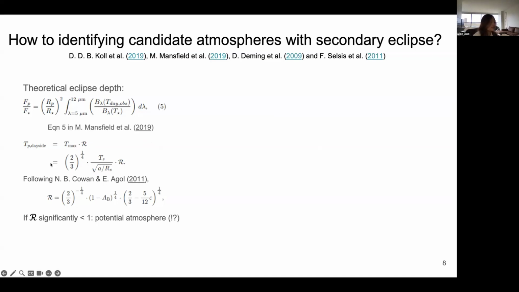And here we define this fancy R as the ratio between the dayside temperature and the maximum possible temperature of the planet. And R is a function of Bond albedo and heat recirculation efficiency. So if this R is significantly lower than 1, then it might suggest there is a candidate atmosphere.